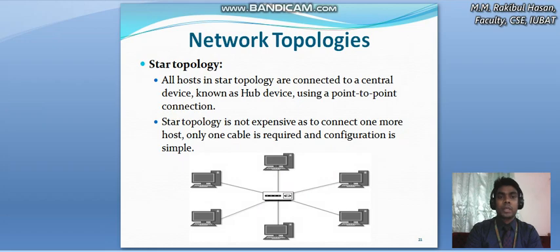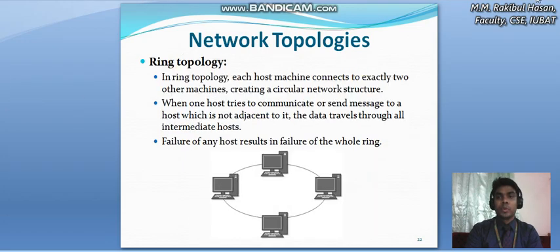Our next topology is ring topology. Let's see what we have in the ring topology. The shape basically looks like a ring, which is why we call it ring topology. In ring topology, each host machine connects to exactly two other machines, creating a circular network structure.